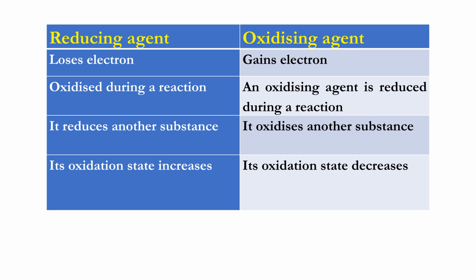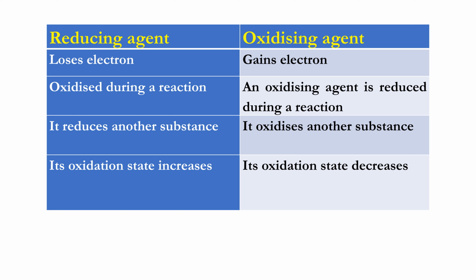Let's look at oxidizing agent. An oxidizing agent gains electrons. Remember that reduction is gain of electrons. So it means that an oxidizing agent is reduced during a chemical reaction because reduction is gain of electrons, and since oxidizing agent gains electrons, it must be reduced during a chemical reaction. An oxidizing agent oxidizes another substance, and the reason is because it is itself reduced during a chemical reaction.